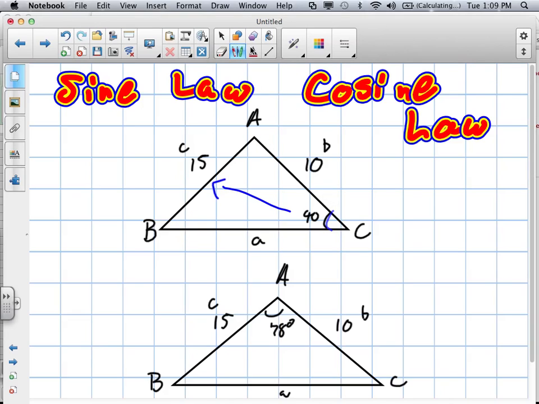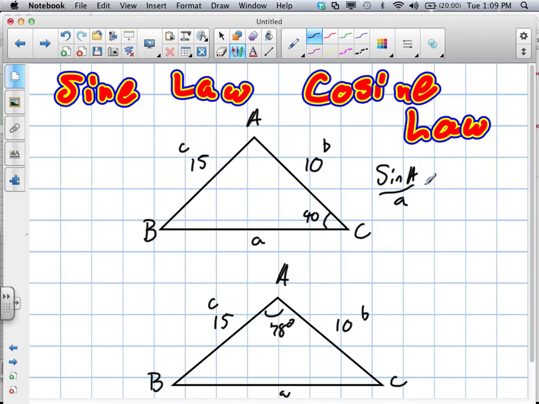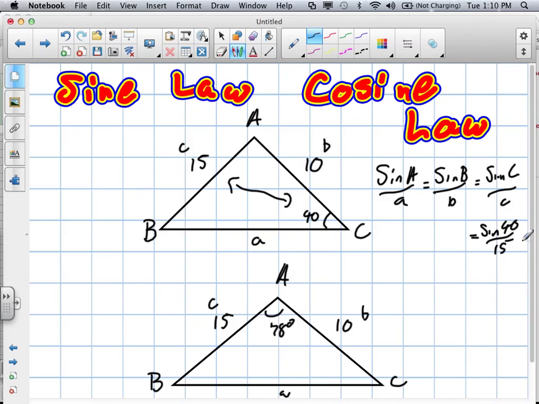And what that means is if you guys remember your sine law, it can be written two ways: sine A over A, or vice versa, you could flip it. Sine B over B, sine C over C. Okay? Now, what this means is because I have both C's, I can set up that part of the ratio. Sine 40 over 15. You need to be able to have a complete ratio in order to use sine law.